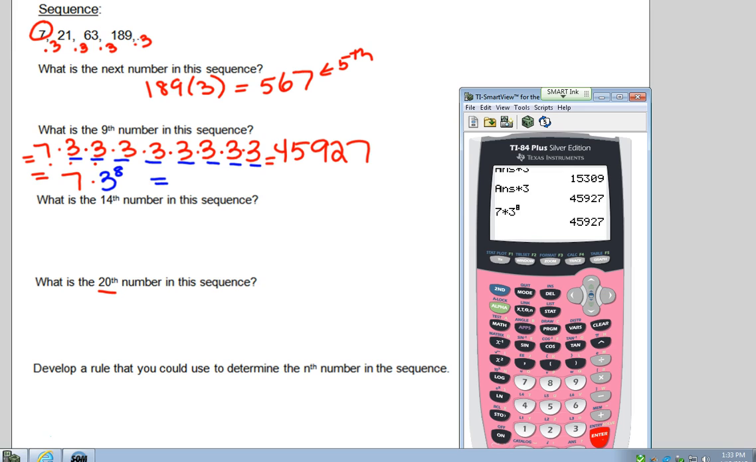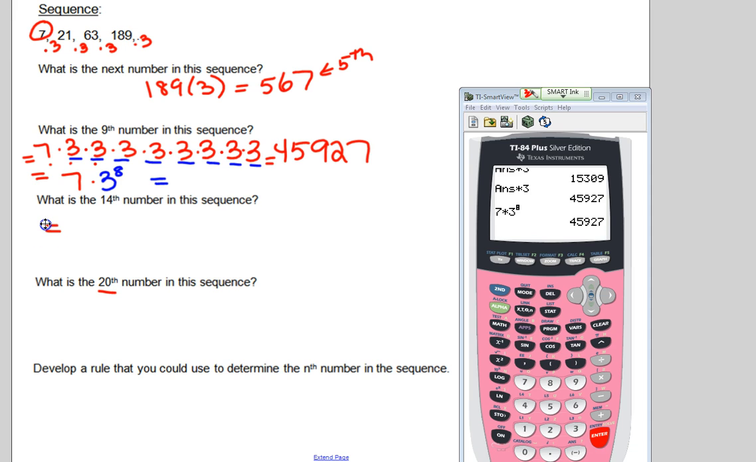And we do. So that's just a lot quicker. So now if I want to get to the 14th number, again, I could keep on multiplying by 3, but it gets a little tedious, or I can generate my rule. It's 7 times 3, and the number of 3's I'm going to need to get to the 14th number is 13. Because just like before, the first number 7 did not need a 3. So I needed to multiply 13 more 3's after 7 to get to the 14th number.